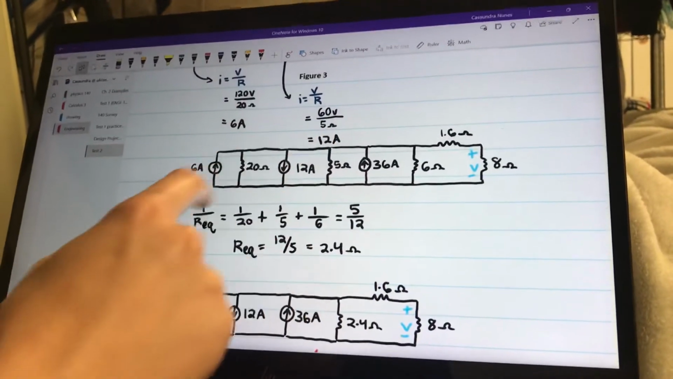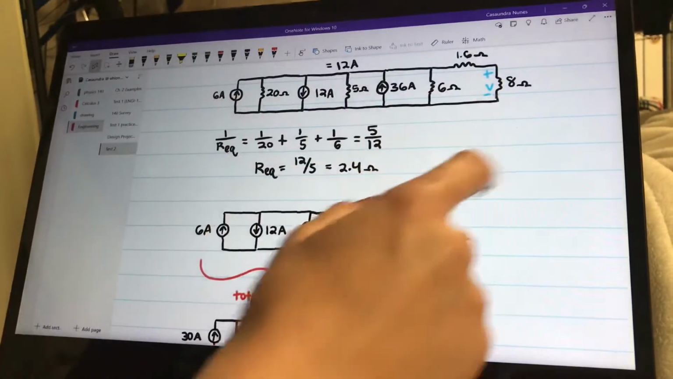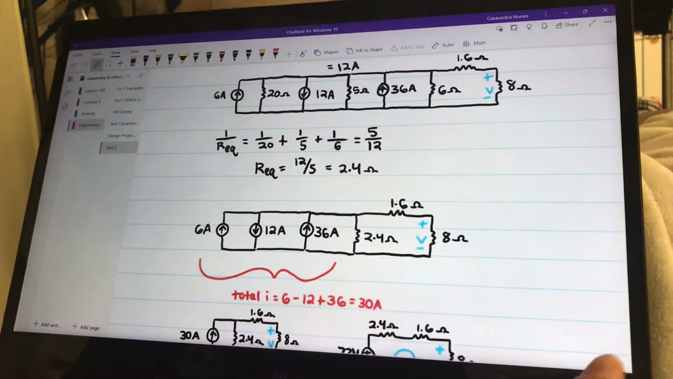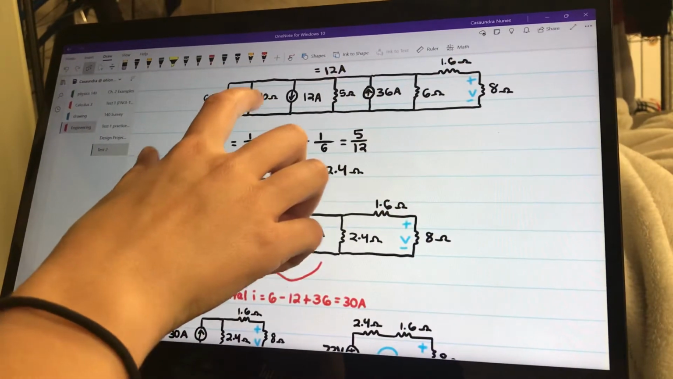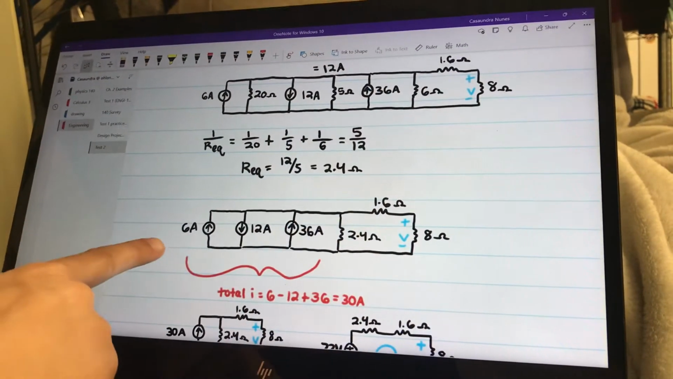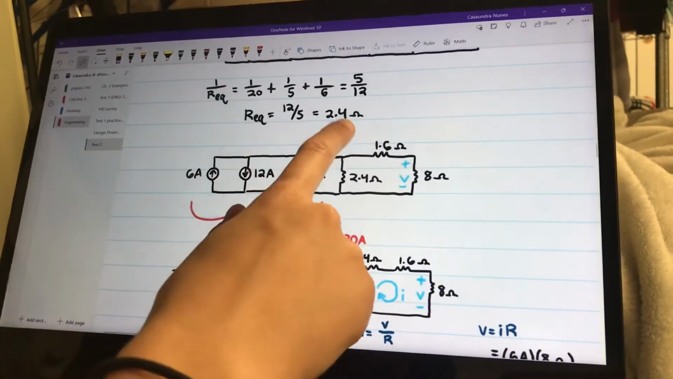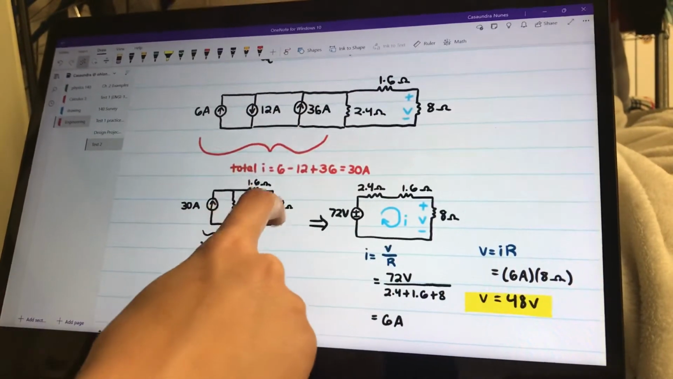So here I calculated that using I equals V over R. And here's our whole circuit now all laid out. And the next thing that I did was I found the equivalent resistance of the 20 ohm resistor, the 5 ohm resistor, and the 6 ohm resistor here. And that came out to 2.4 ohms.